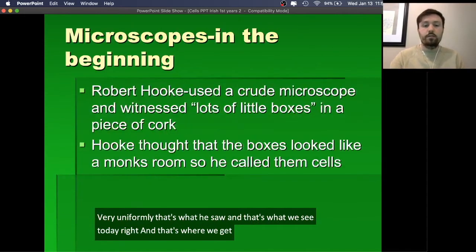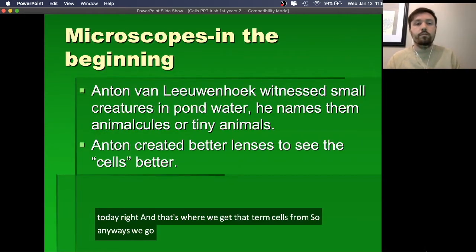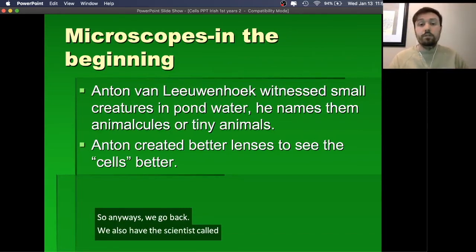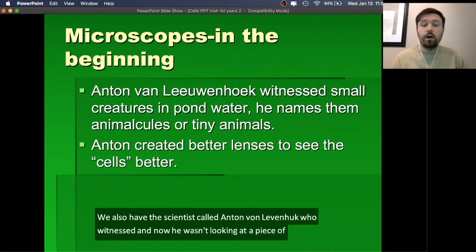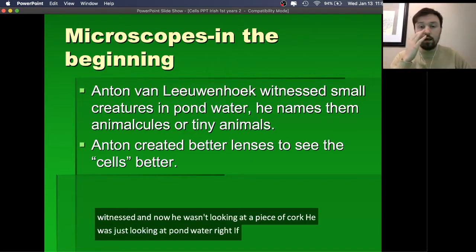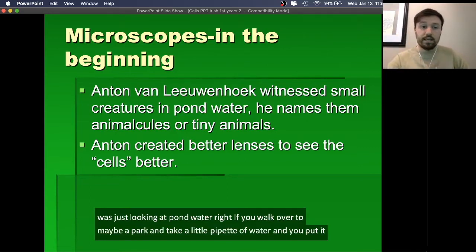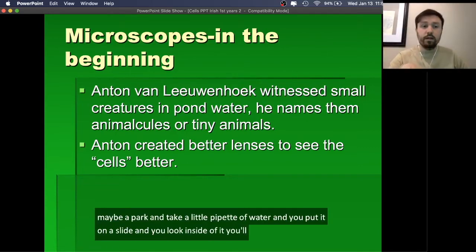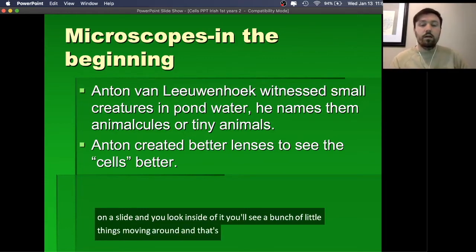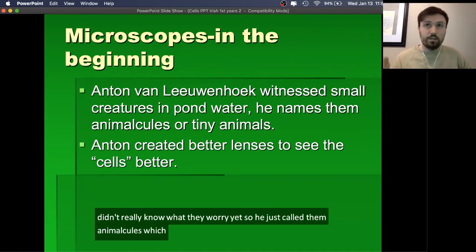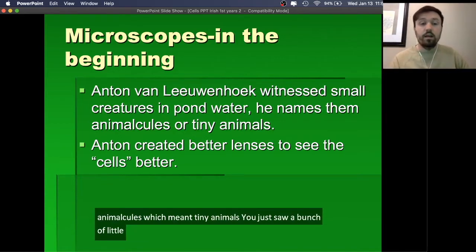So anyways, if we go back, we also have the scientist called Anton von Leeuwenhoek, who witnessed, and now he wasn't looking at a piece of cork, he was just looking at pond water. If you walk over to a park and take a little pipette of water and put it on a slide and look inside of it, you'll see a bunch of little things moving around, and that's what Anton saw. But he didn't really know what they were yet, so he just called them animalcules, which meant tiny animals.